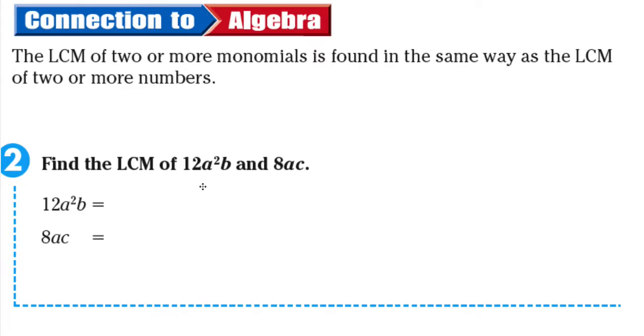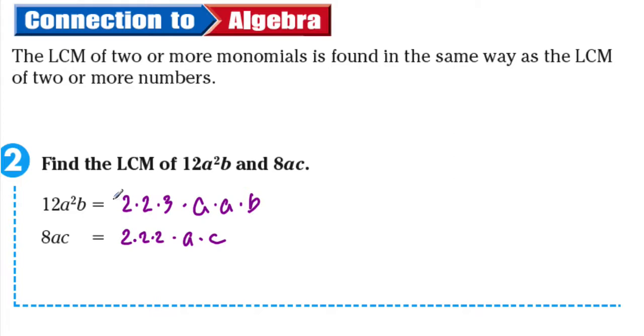So 12a squared b and 8ac. Let's find the LCM. First, let's get the prime factorization of 12. 2 times 2 times 3. Expand a squared to be a times a, and simply copy down b because it's b to the first power. Find the prime factors of 8. 2 times 2 times 2. Okay, and simply write down a and c since their exponent is 1.